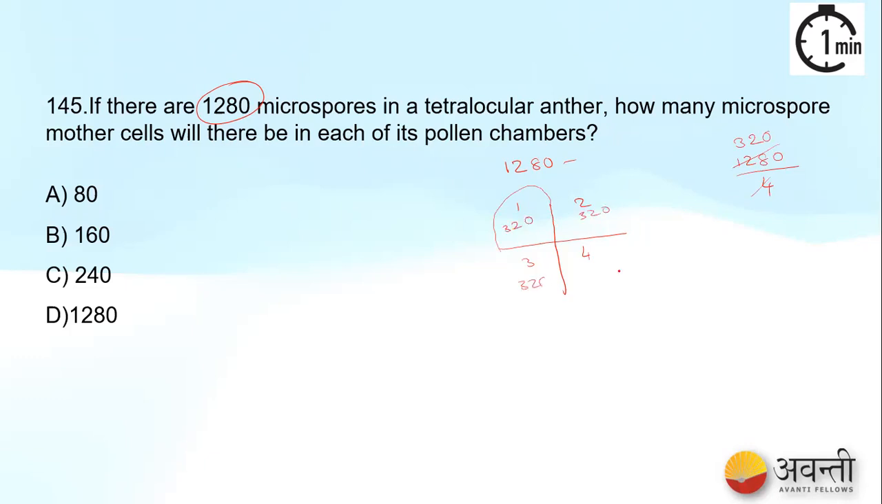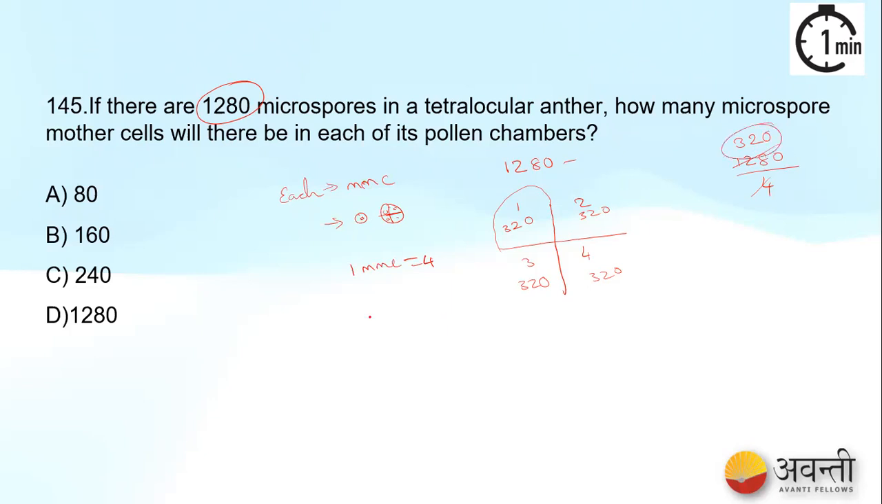Now, according to our math, we know that each microspore mother cell, MMC, or the pollen mother cell, as we call it, will divide, one cell will divide, to give rise to 4 cells. That is 1 pollen tetrad or 4 pollen grains. If 1 MMC will give us 4 pollen, then how many MMCs are required to give rise to 320 pollen?